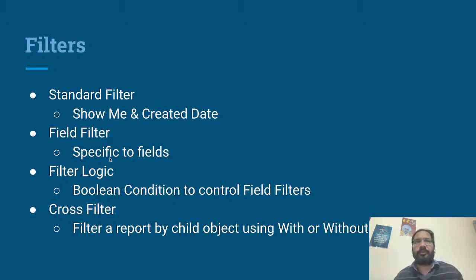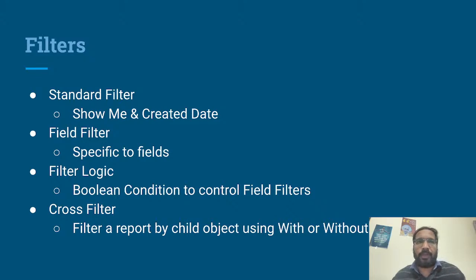So those are known as field filters. Then we have filter logic. If you have more than one filter available, you can apply Boolean conditions like AND or OR. AND means if you have two conditions, then only if both conditions are true will your logic work. And in case of OR, if at least one condition is true, then your logic will work, right?